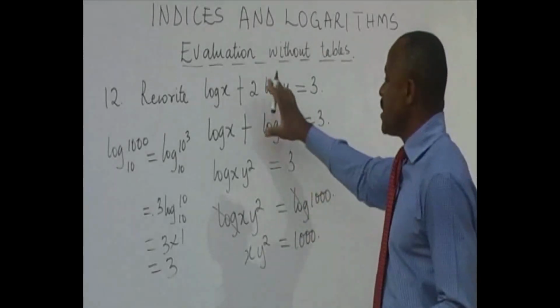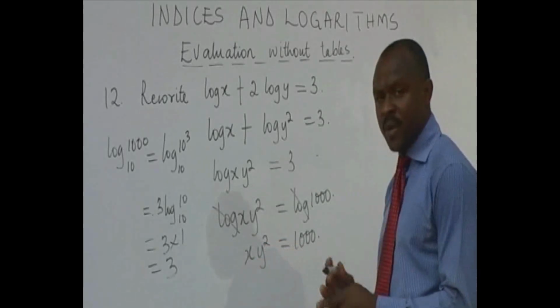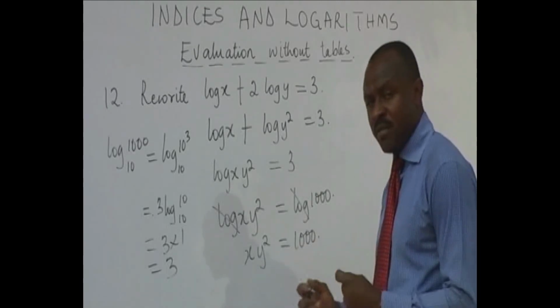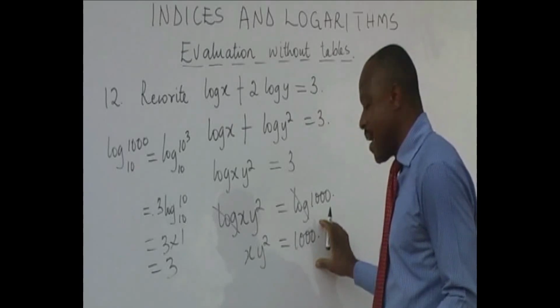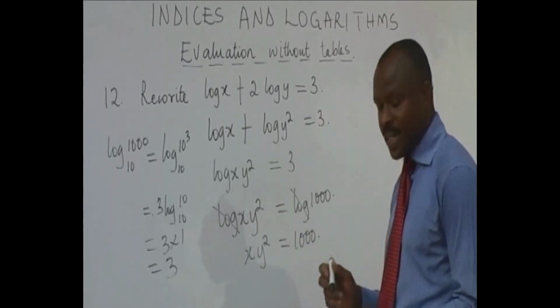Had it been that the question went ahead and told you to make x or y the subject of the formula, you would continue from here to make any of them the subject of the formula. But now the question is silent in that area. So the answer remains x y squared is equal to 1000.